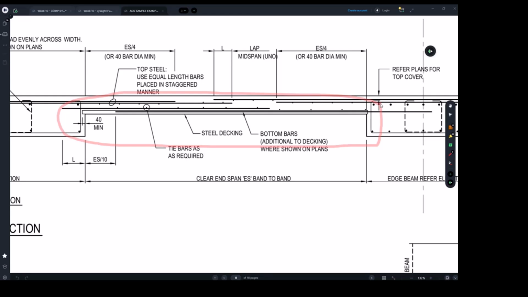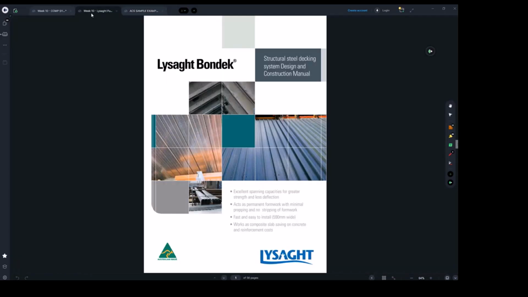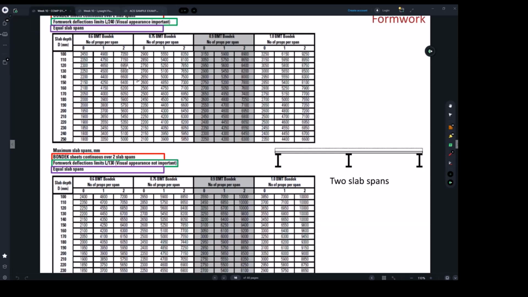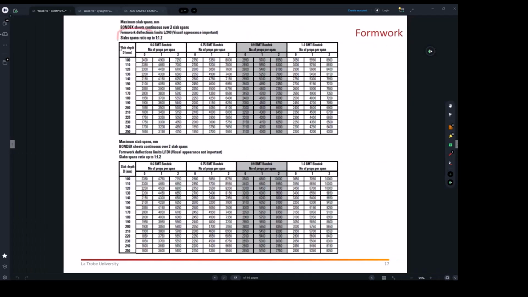It is simply supported. That's right. So you don't need to worry. If I go back to these tables, you don't need to worry about whether it's equally spanned or unequal span. So in your project, it's basically simply supported because you have the band beams.